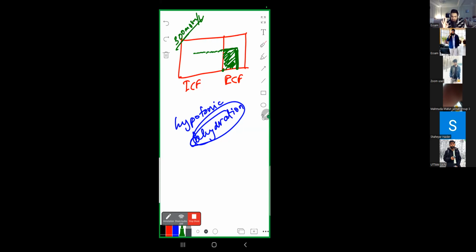Now again, what is hypotonic? The ECF is hypotonic. So then someone has to be hypertonic, right? If ECF is hypotonic, ICF has to be hypertonic. So this is hypertonic. Now please tell me in the chat, if one liquid is hypotonic and the other liquid is hypertonic, in which direction will the water move? From hypo to hyper or hyper to hypo? Please write in the chat.